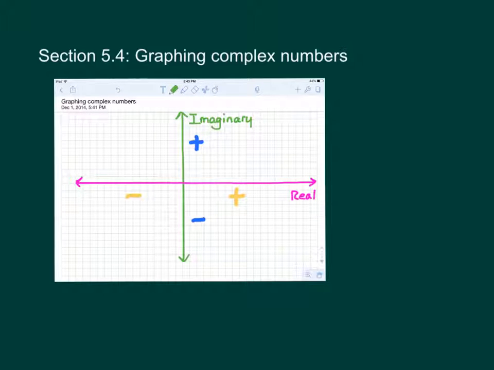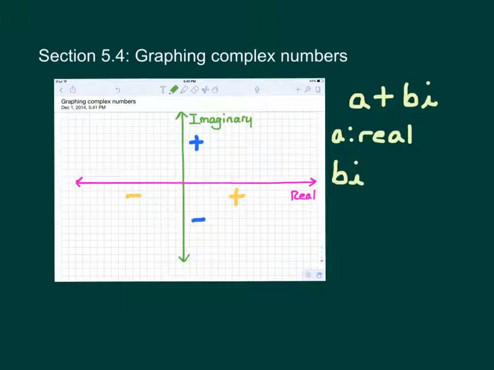So if we have a standard complex number in the form a plus bi, a is the real part of the number and bi is the imaginary part of the number. So with that said, let's graph a specific number.